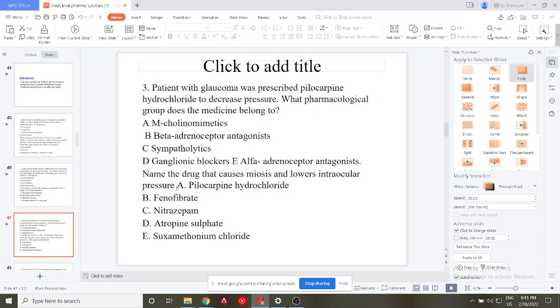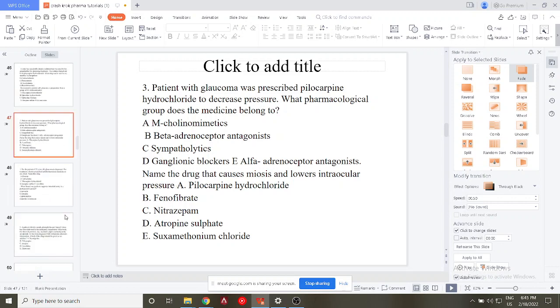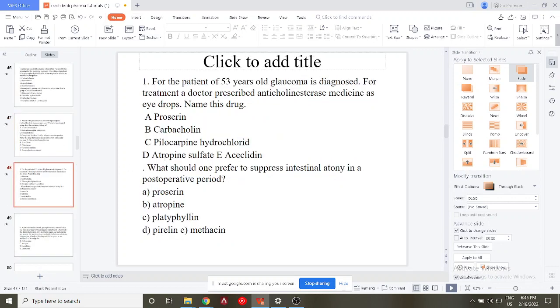A patient with glaucoma was prescribed pilocarpine hydrochloride to decrease pressure. What pharmacological group does the medicine belong to? Cholinomimetics. Correct. Good job. Next question. Name the drug that causes miosis and lowers intraocular pressure. Pilocarpine hydrochloride. That's correct. Good job. Okay, next question.